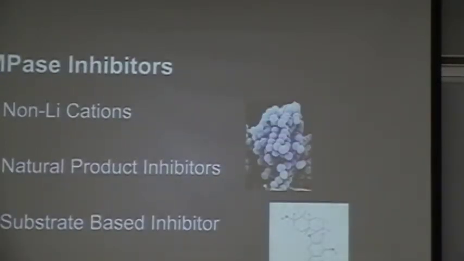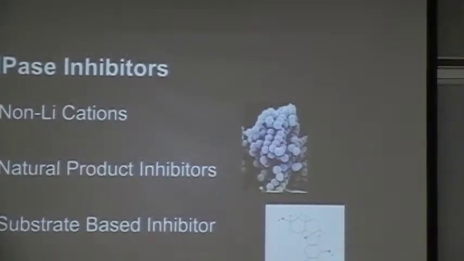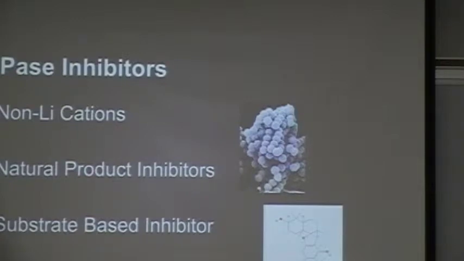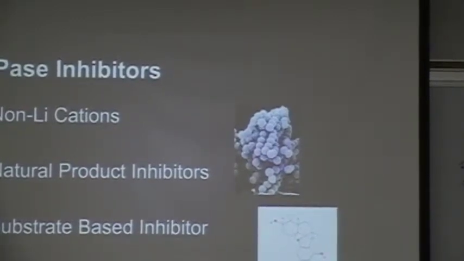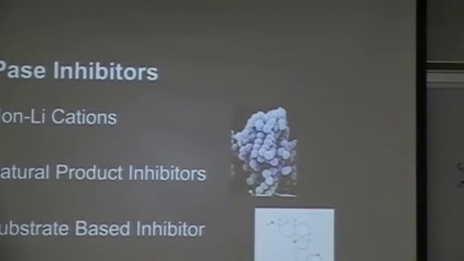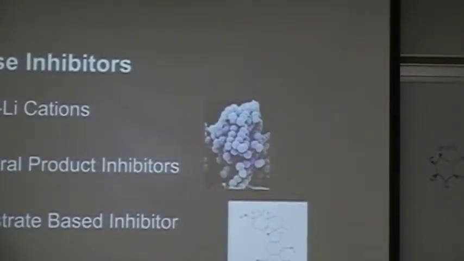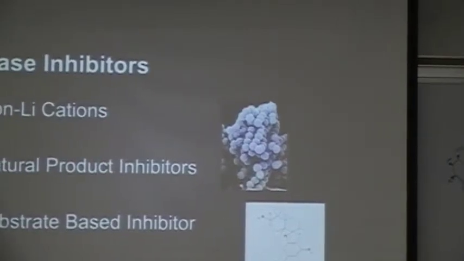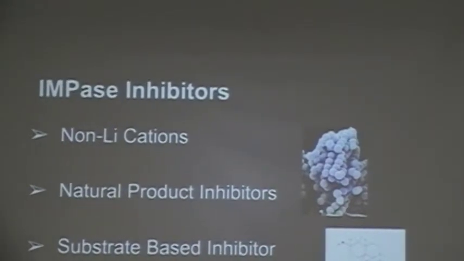Okay. Now the inositol monophosphatase inhibitors, they broke them down into three main types when they were trying to study them: non-lithium cations, natural product inhibitors, and substrate-based inhibitors. For the non-lithium cations, they know that the enzyme requires magnesium to support activity. That's its cofactor. Other cations that compete with magnesium for binding sites on the enzyme can also inhibit it.